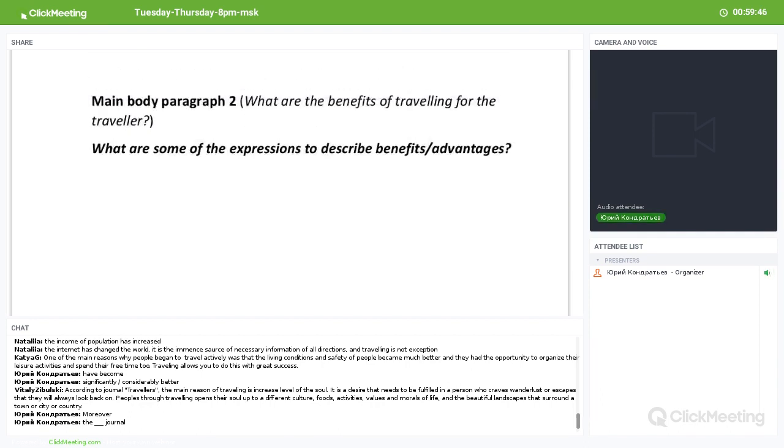In the second main body paragraph, we're going to talk about the advantages, the benefits of traveling. The question is, what are the benefits of traveling for the traveler, not the benefits in general. So you need to write exactly about the benefits of traveling for the traveler. Before we do this, can you please share some of the expressions that can be used to describe benefits or advantages? Please write such expressions in the chat box.